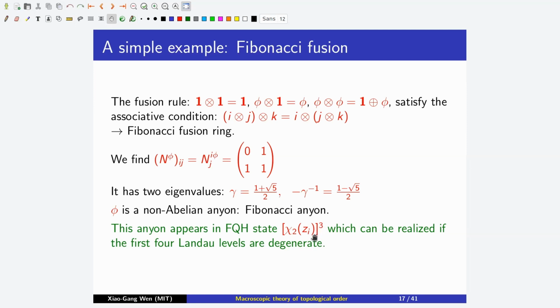So the Coulomb interaction likes it, but the Landau level doesn't like it, because this wave function does not live in the first Landau level; it lives in the first four Landau levels. If the first four Landau levels happen to be degenerate, then I'm thinking this wave function will probably be as stable as the one-third Laughlin state. But we need a material where the first four Landau levels are degenerate to realize this. If you realize this, then we can have this Fibonacci anyon. Okay, so that's really about the fusion.